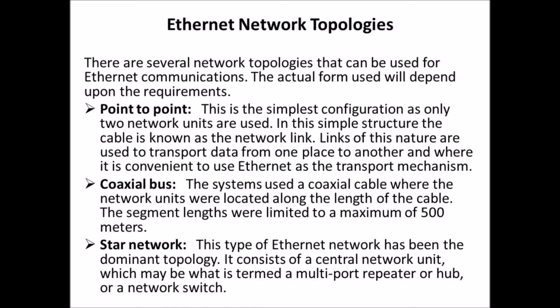Second one, coaxial bus. The systems used a coaxial cable where the network units were located along the length of the cable. The segment lengths were limited to a maximum of 500 meters. Third one, star network. This type of Ethernet network has been the dominant topology. It consists of a central network unit which may be what is termed a multi-port repeater or hub or a network switch.